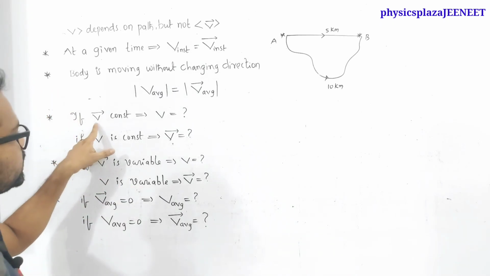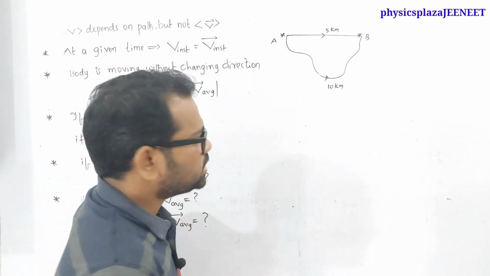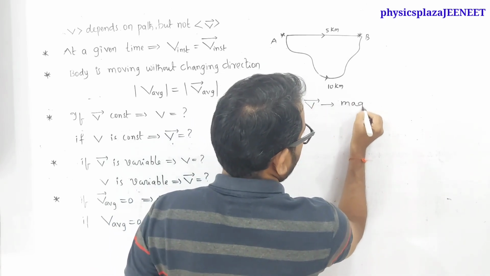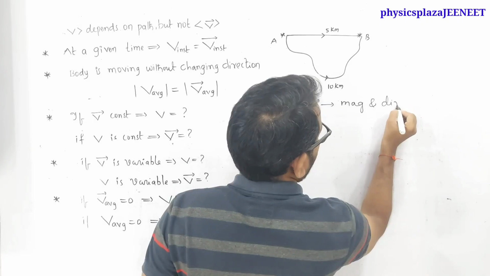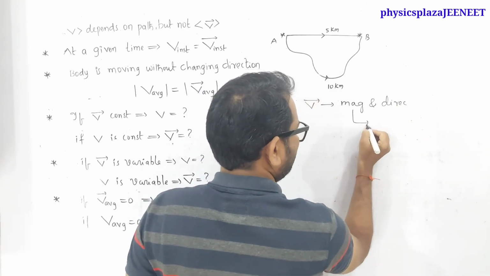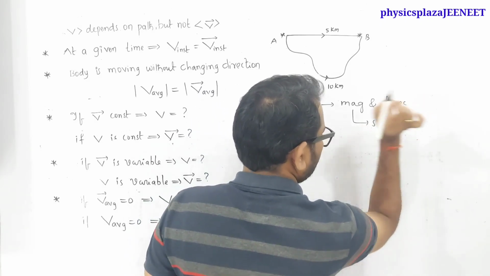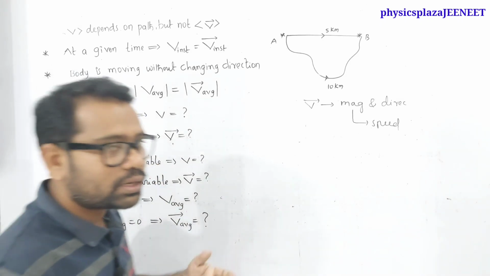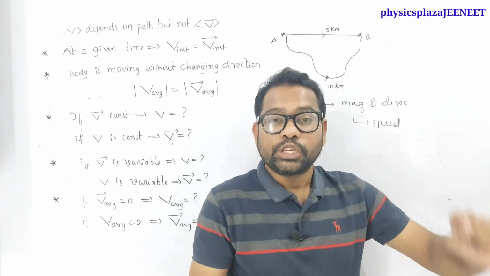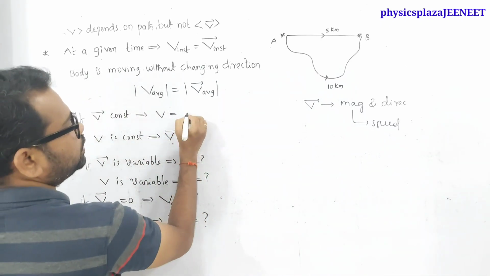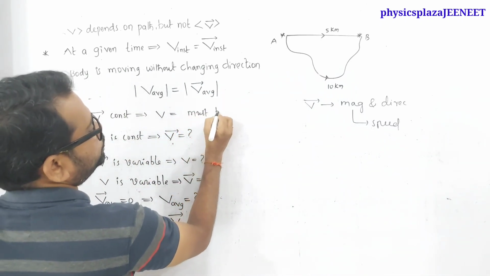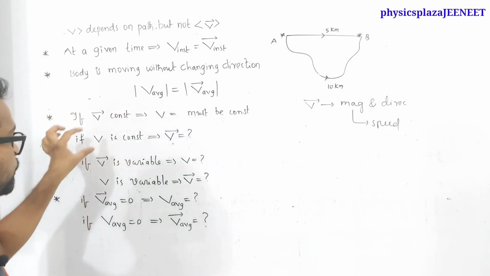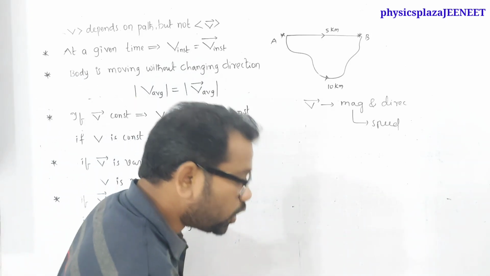If a velocity is a constant, what can you say about the speed? First, velocity talks about the magnitude and direction, right? But speed requires only magnitude, not direction. So if the velocity of an object is constant, by default speed must be constant. And if speed is a constant, what can you say about the velocity?